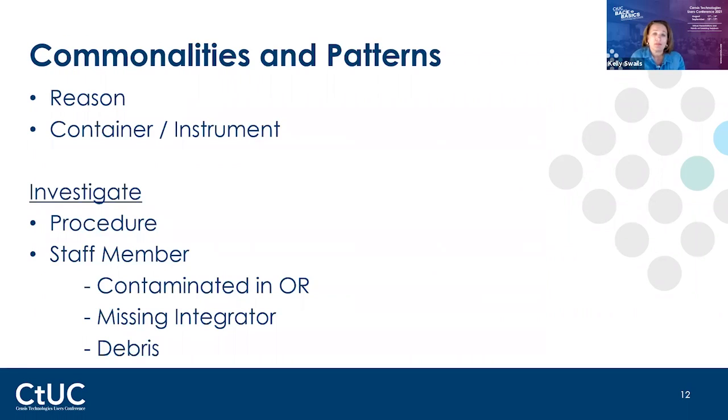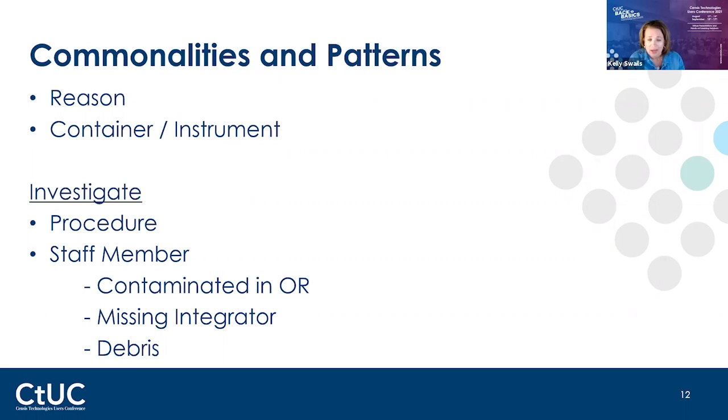Next one on here is do your commonalities and your patterns. So reason, I always look at that reason. So if I'm seeing compromised packaging, if I'm seeing where there was something wrong in SPD processing something, I want to look for those trends. I want to find that pattern so I can say, all right, what's going on? How do I address this? Is there a commonality between that container or that instrument? So just trying to really look through.